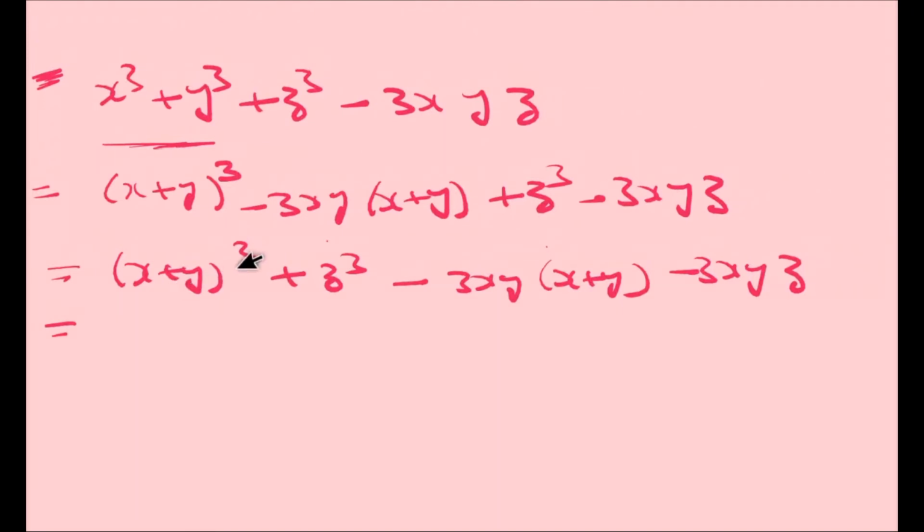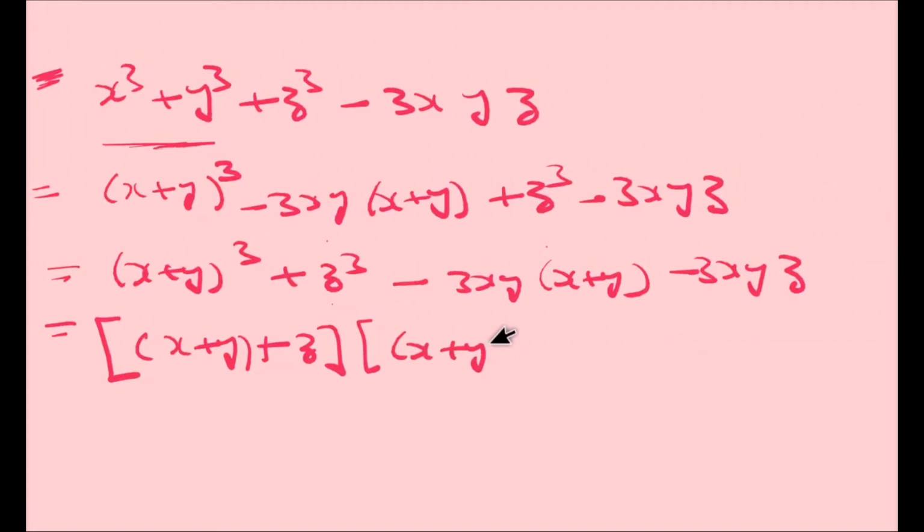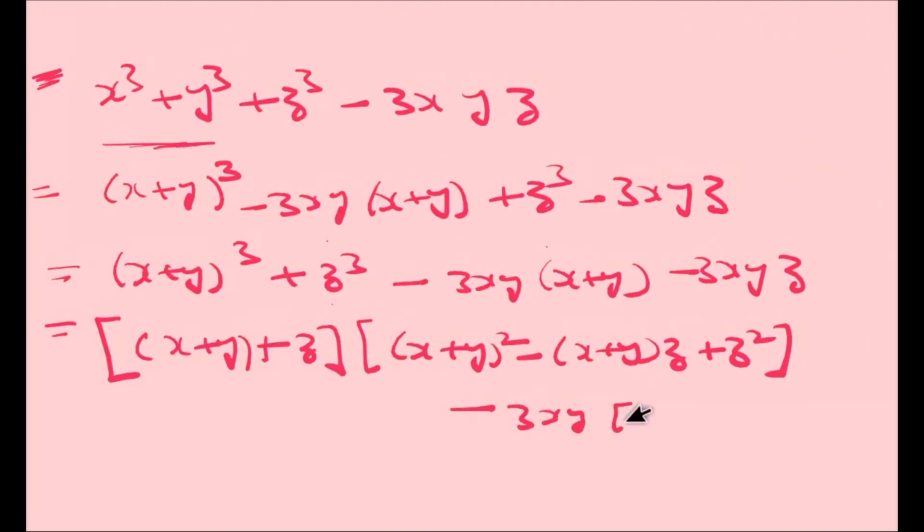Okay, now the factor formula for a cube plus b cube: in the first bracket we use x plus y plus z, and in the second bracket x plus y whole square minus x plus y into z plus z square. Now we take the common factor from here, minus 3xy. So we get here x plus y in the first bracket, and minus is common, so it is plus, what is left here is z. Okay.